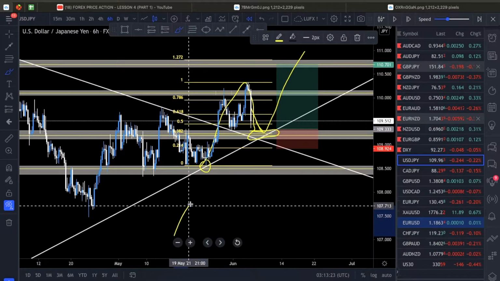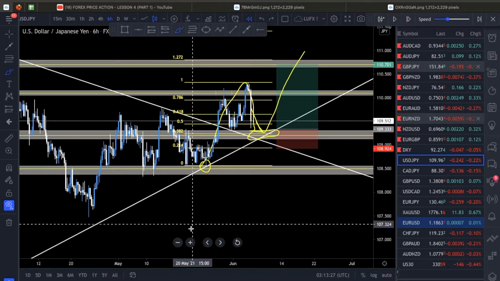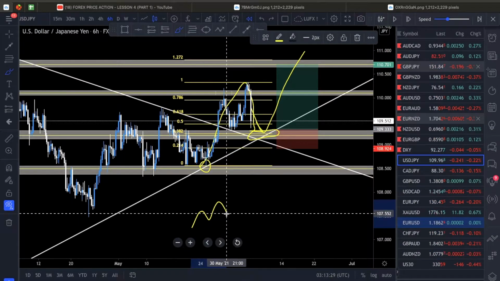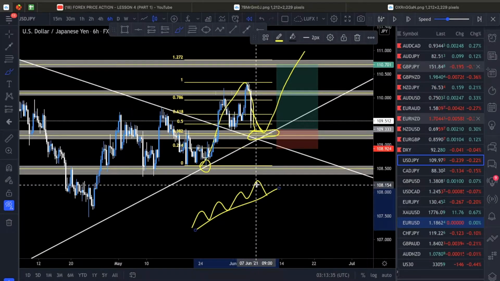Because you know the market doesn't just move like this, right? Doesn't just keep going up. It moves in waves. Waves in market structure also, right? High, high, low, high, high, high, low, high, high, high, low, high, high, high, low.